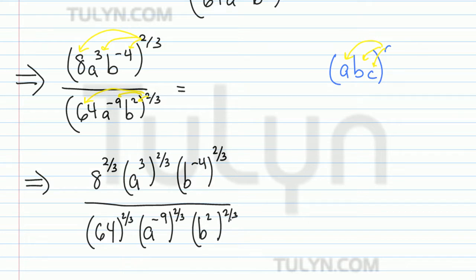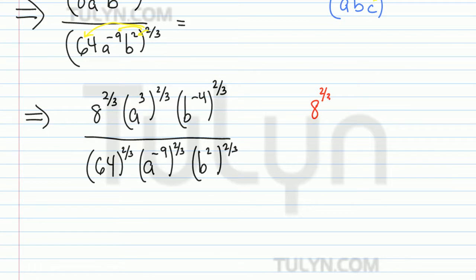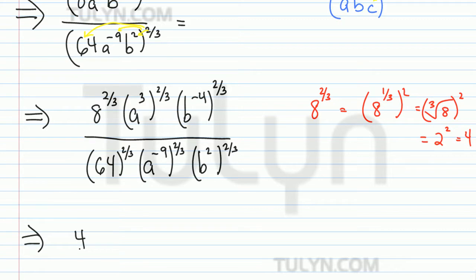So now we simplify term by term. 8 to the 2/3, let's make some room down here. We have 8 to the 2/3 is the same thing as 8 to the 1/3 squared. And we know 8 to the 1/3 is the same thing as saying the cube root of 8, squared. And the cube root of 8 we know to be 2. And 2 squared is 4. So here we end up getting 4.